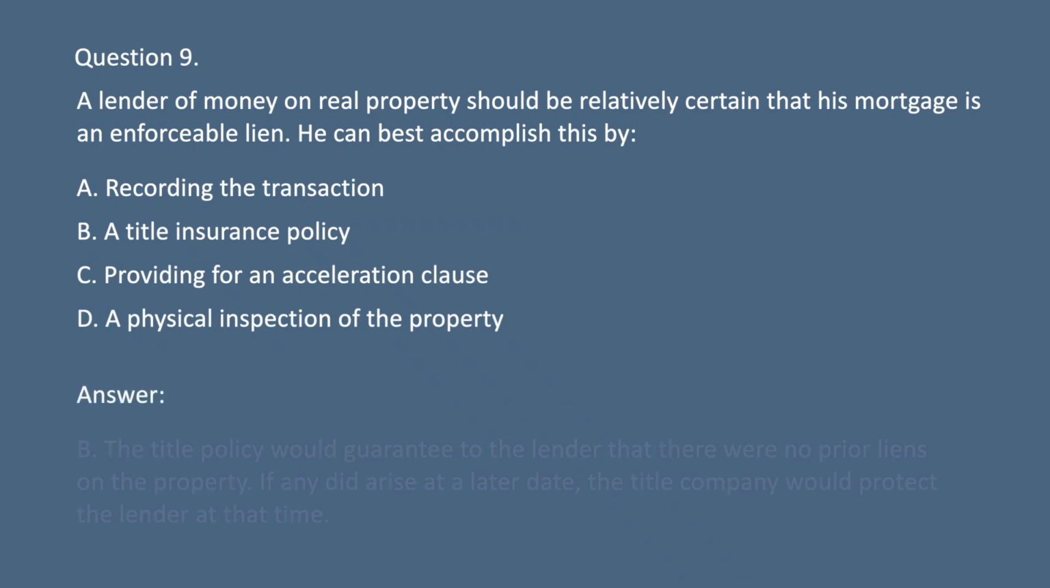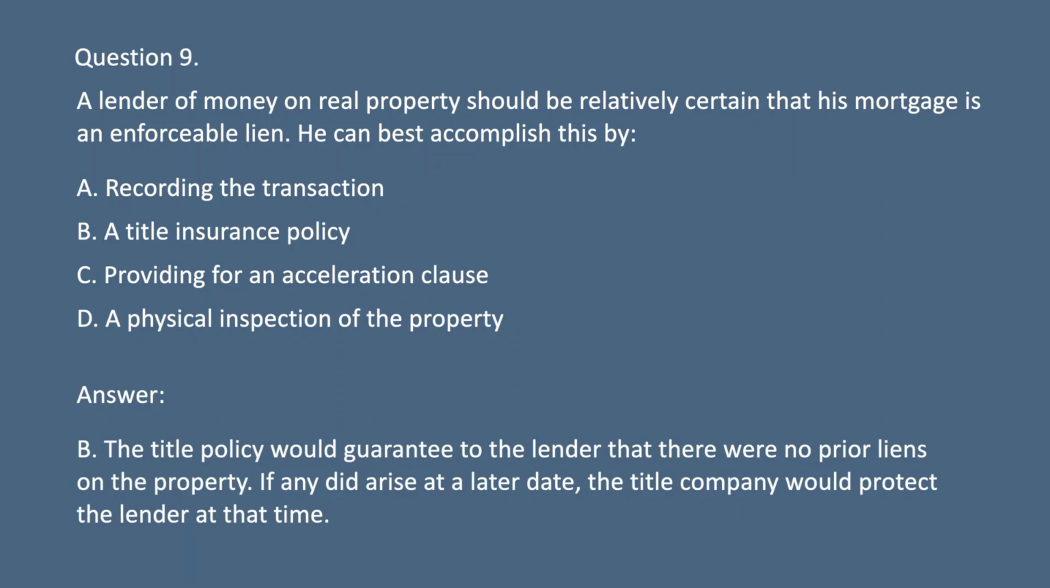Answer. B. The title policy would guarantee to the lender that there were no prior liens on the property. If any did arise at a later date, the title company would protect the lender at that time.